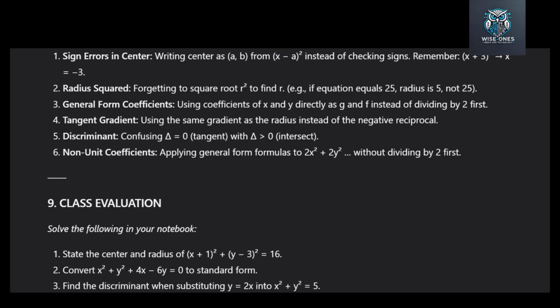Mistake number 4, tangent gradient. Using the same gradient as the radius instead of the negative reciprocal. Remember, tangent is perpendicular. Flip and change sign.